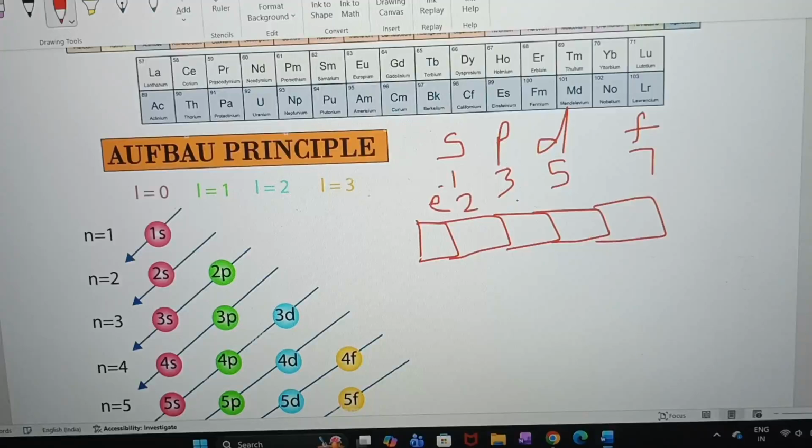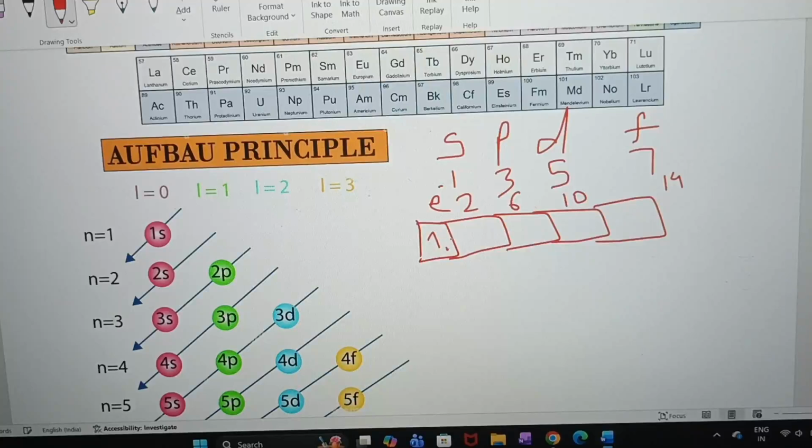So if 3 orbitals are there, it will be 6, because if 2 are possible in one orbital, in 3 there will be 3 twos, which are 6. Similarly over here 10, and similarly over here 14. So maximum in d there will be 10 electrons. You will fill the electrons like this.